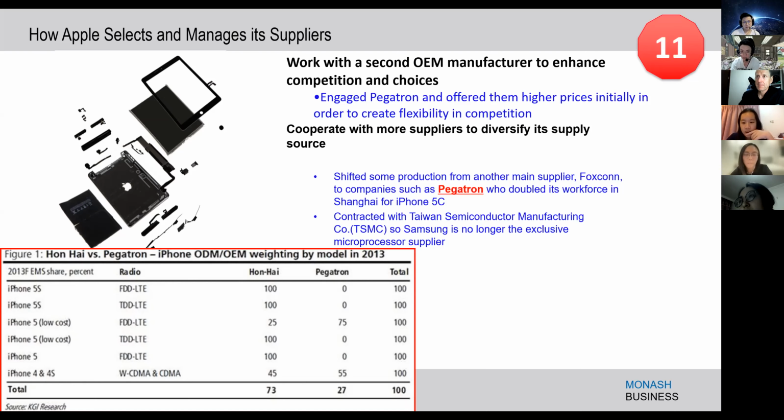Go ahead, Darren. I believe Apple went to Pegatron, even though Pegatron gave a higher quote, because Apple wanted to increase competition, because competition will increase innovation and also force Foxconn to be humbler and not so easily raise prices in the future. Okay, right. Darren, spot on there. Exactly that. They just want to create competition.